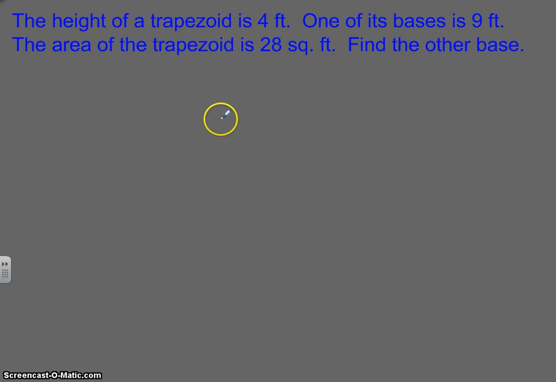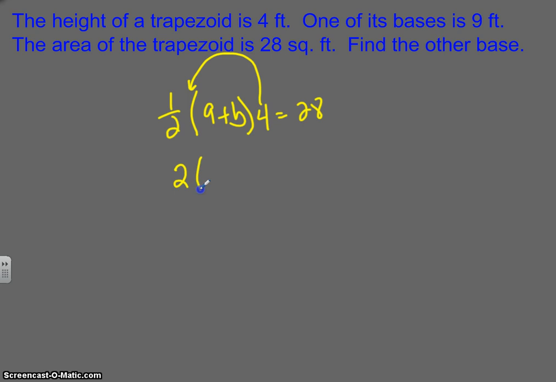Let's look at another one like that. See if I can do it a little less messy. We've got the height of a trapezoid is 4, one of its bases is 9, the area is 28, find the other base. So again, it's 1/2. One of the bases is 9, so it's going to be 9 plus b times the height, which is 4, equals 28. Now I can just go ahead and multiply the 1/2 by the 4 because I can technically move this 4 over here, right? So 1/2 times 4 is 2. And that's going to be 2 times 9 plus b equals 28.